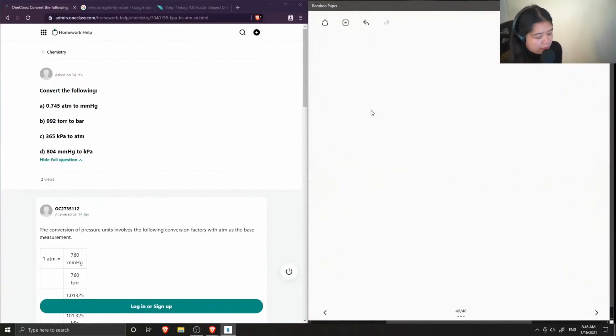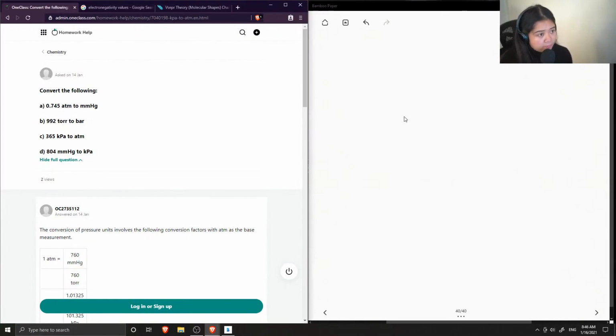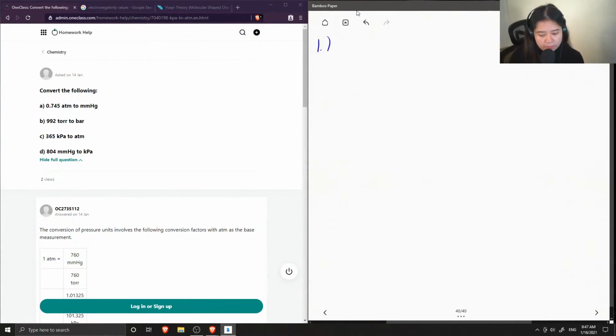Okay, so question 1 says to convert the following: A, 0.745 atm to millimeters of mercury, B, 992 torr to bar, C, 365 kilopascals to atm, and D, 804 millimeters of mercury to kilopascals. Okay, so let's do the first: 0.745 atm to millimeters of mercury.